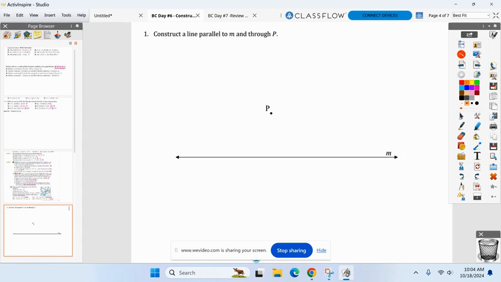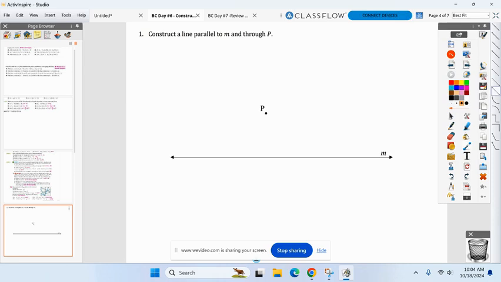All right, so how do I construct a parallel line going through P? So first of all, in your mind, visualize what this is going to look like at the end. A parallel line, and don't do this on yours because I don't want you to have to erase it. But we're going to have a line that's parallel to M, but it's got to go through P. All right, so I need something like that at the end. All right, grab your straight edge first.